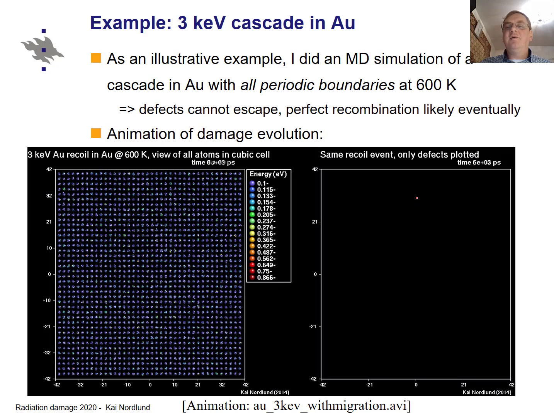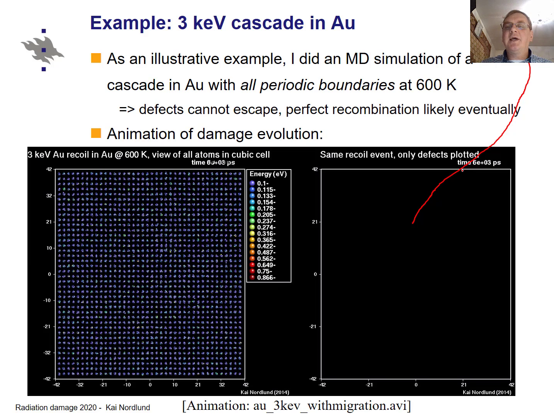Now this is slightly artificial because the reason is that we use periodic boundary conditions also in the migration stage. So in reality, it would be perfectly possible that the interstitial, which is migrating more rapidly, would have escaped and gone somewhere far away and then not recombined. But this is to illustrate the point that you may have recombination effects. Also, it might have been that the interstitial would have found a vacancy from another recoil cascade event and then recombined somewhere further away. But anyway, this also illustrates the time scale.